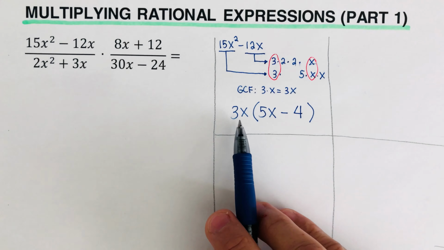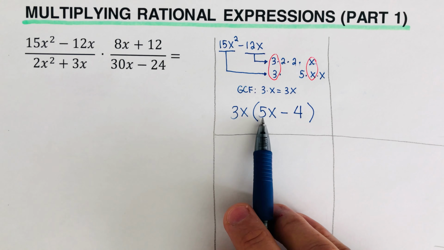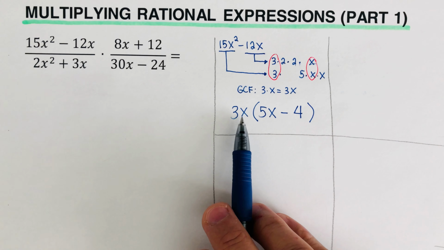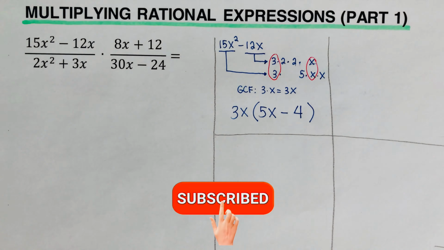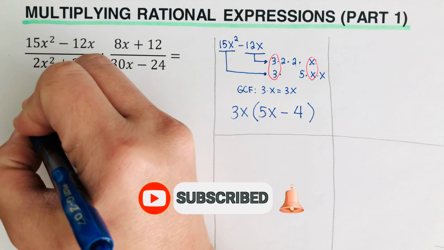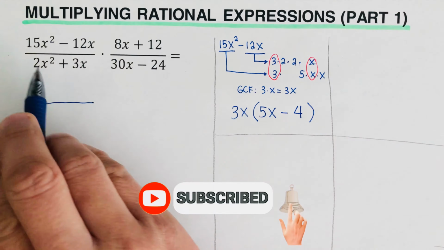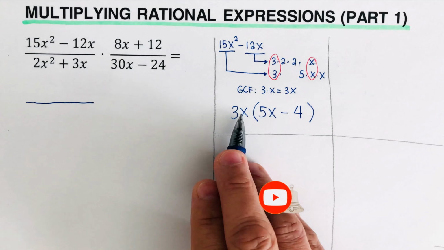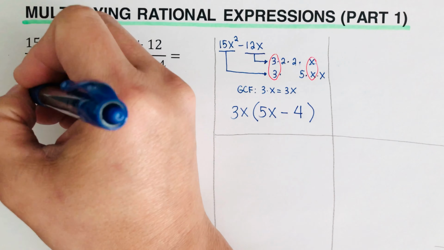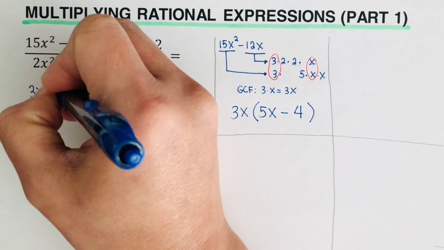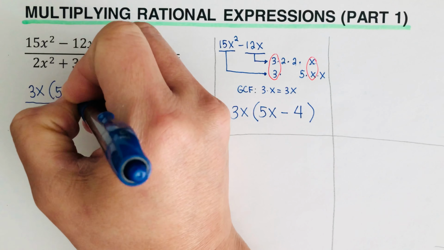So if we do the distributive property right here, 3x times 5x is 15x squared, and 3x times negative 4 is negative 12x. So then I can change this 15x squared minus 12x into this because they're just equivalent. So that is 3x times 5x minus 4.